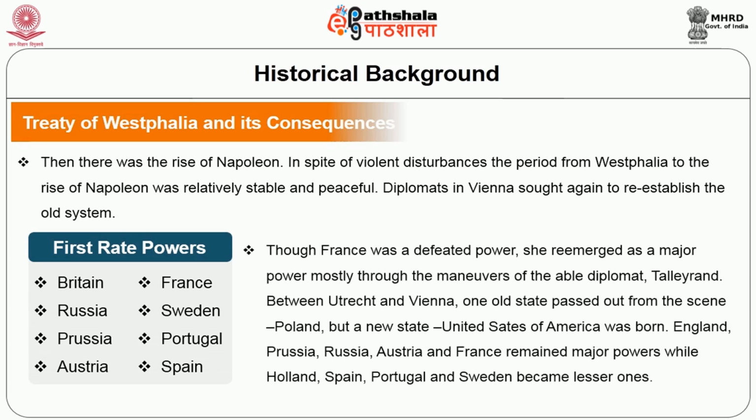Though France was a defeated power, she re-emerged as a powerful body, mostly through the maneuvers of an able diplomat, Talleyrand. Between Utrecht and Vienna, one old state passed out from the scene, Poland, but a new state, that is the United States of America, was born. England, Prussia, Russia, Austria and France remained major powers, while Holland, Spain, Portugal and Sweden became lesser ones.